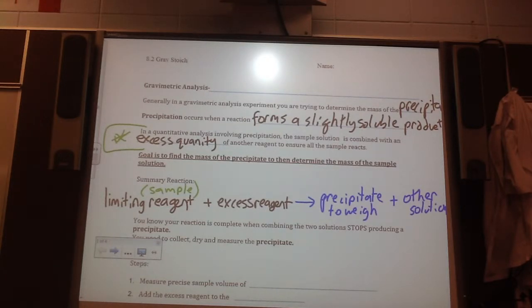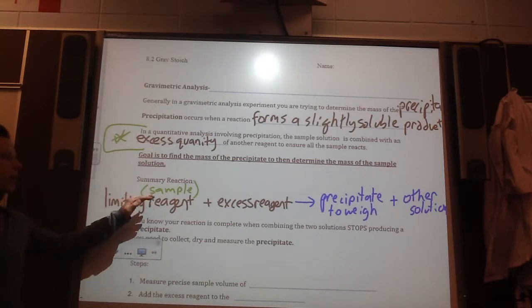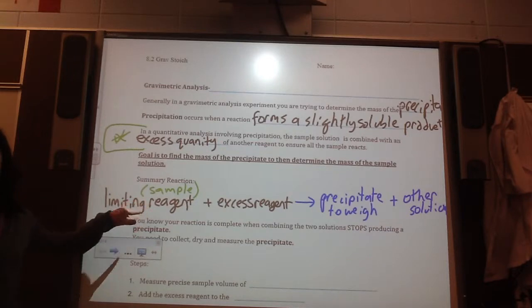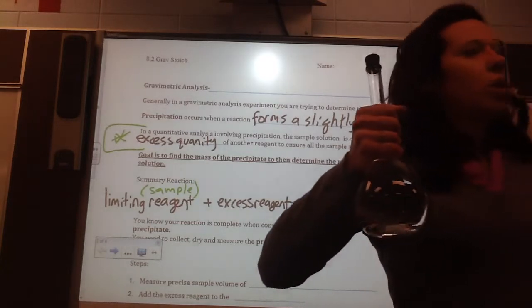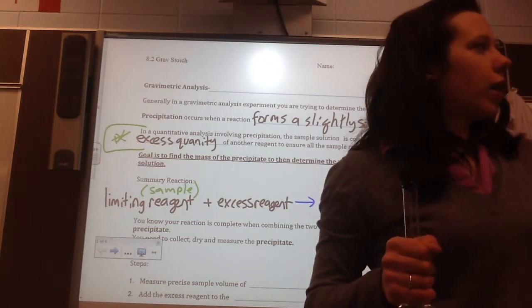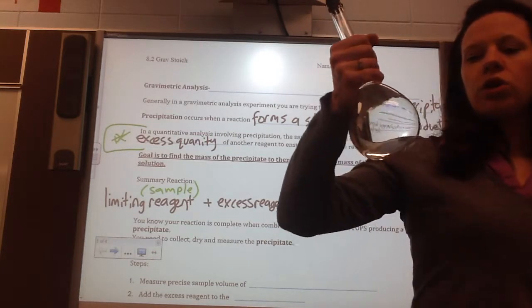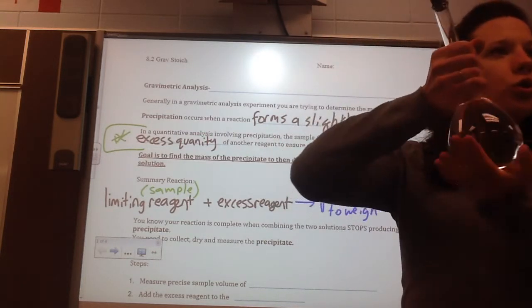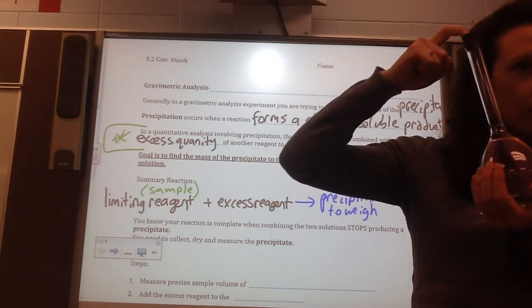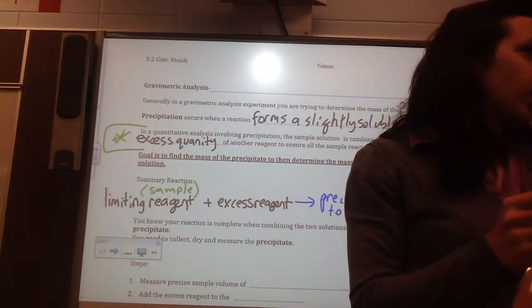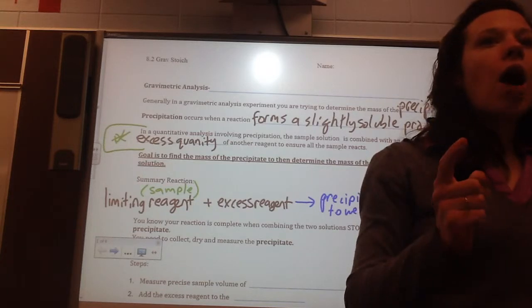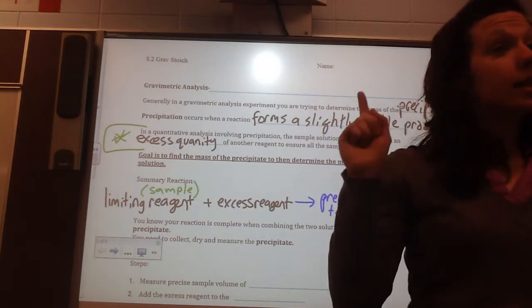So for these questions, say you have a question asking what is the mass of the dissolved stuff in this solution. For example, I have two solutions here. One is calcium chloride, and I know how much is in here. And here is sodium carbonate. Say you don't know the concentration of this. You don't know how strong it is. All you know is that it's sodium carbonate. How could you find out? Well, this is how you find out.